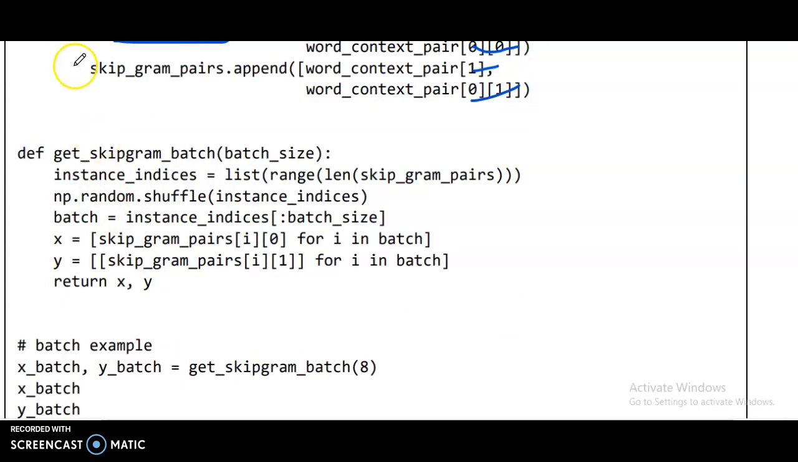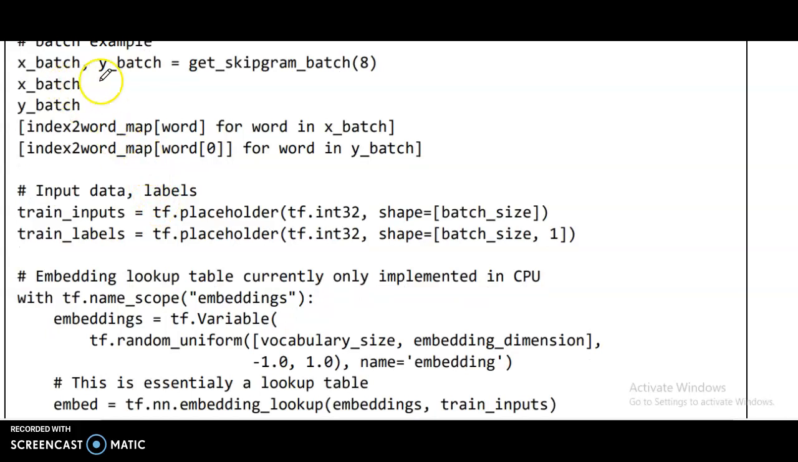def get_skip_gram_batch(batch_size): instance_indices = list(range(len(skip_gram_pairs))); np.random.shuffle(instance_indices); batch = instance_indices[:batch_size]. x = [skip_gram_pairs[i][0] for i in batch], y = [[skip_gram_pairs[i][1]] for i in batch], and return x, y. Then x_batch, y_batch = get_skip_gram_batch(8). Print x_batch, y_batch, and the words: [index_to_word_map[word] for word in x_batch] and [index_to_word_map[word[0]] for word in y_batch].